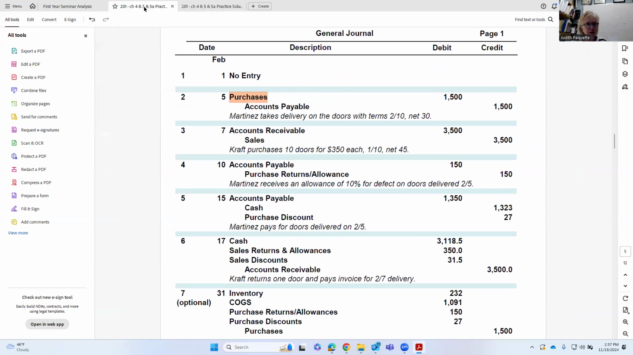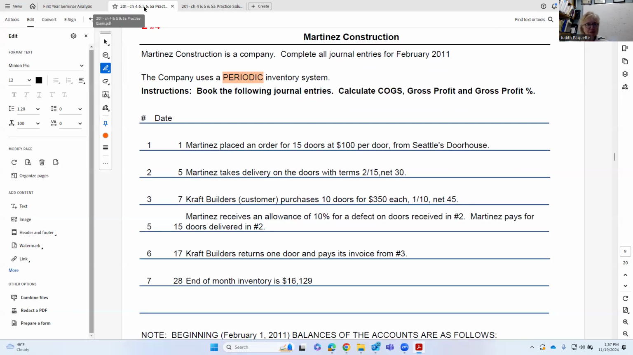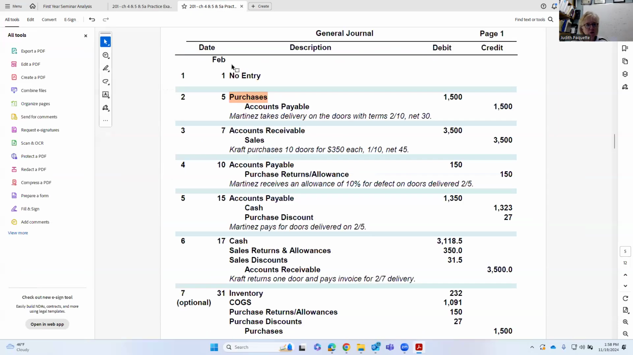Okay, then now we're intermingling purchases and sales here. Kraft Builders purchases 10 doors, and note that that's a higher price there than the 100 that we bought them at. 10 doors for $350 each. So here's accounts receivable, here's sales, but it's periodic, so we don't have cost of goods sold and inventory like we do for perpetual. Okay.